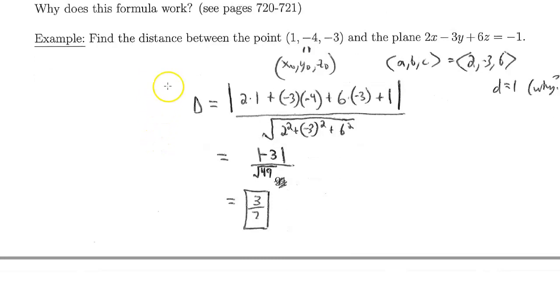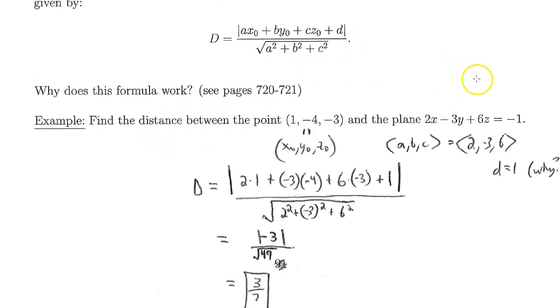Okay, so let's do an example. What's the distance between the point 1, negative 4, negative 3, and the plane 2x minus 3y plus 6z equals negative 1? Well, this point is our x naught, y naught, z naught. And our a, b, c, notice, is 2, negative 3, 6.